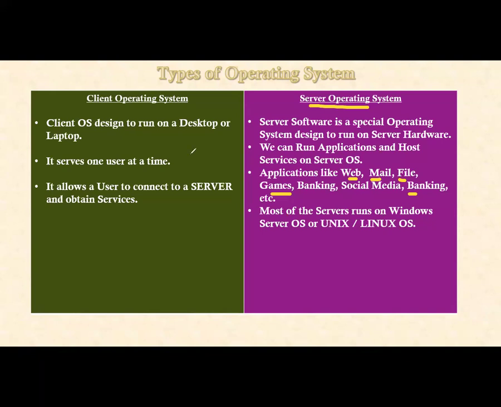Now coming to the client operating system, friends: it is designed to run on a desktop machine or on a laptop, and it serves one user at a time. Whereas with a server operating system, we can connect hundreds and thousands of users at the same time. So these are some basic differences we saw in our yesterday session.